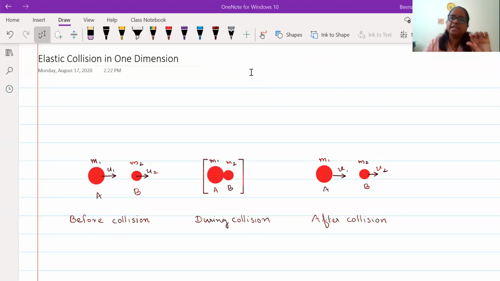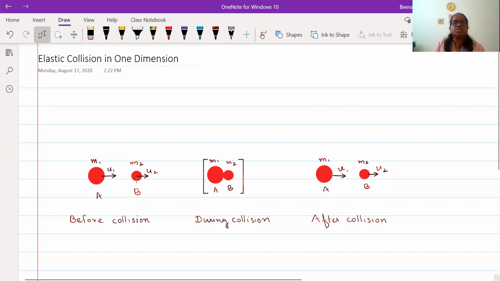So we are taking a typical example of that. We are considering two objects A and B having masses m1 and m2 moving with velocities u1 and u2. Here, if u1 is greater than u2, they can collide. So they were moving in the same direction and now they are colliding. After collision, they are moving in the same direction with velocities v1 and v2. This is what we are considering over here.